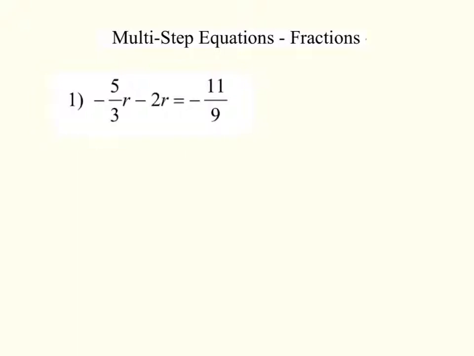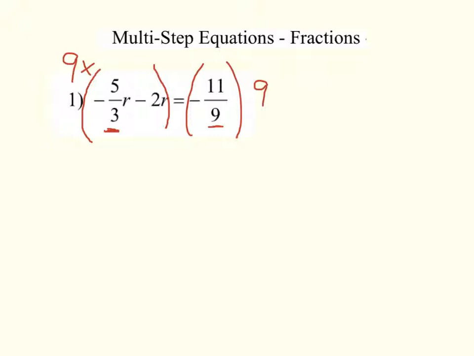So to start, we are going to clear the fraction. The way that we clear the fraction is we look at the denominators, the 3 and the 9. We are going to multiply by the largest common denominator. The common denominator between 3 and 9 is 9. So I'm going to multiply everything on this side by 9, and then I multiply everything on this side by 9. That will clear our fraction and get rid of it.